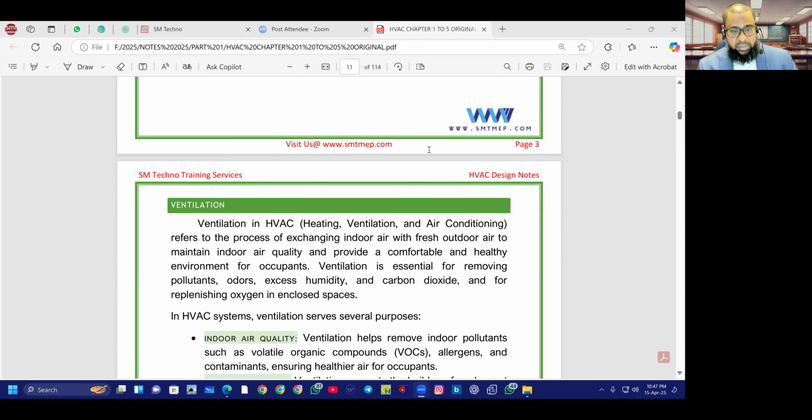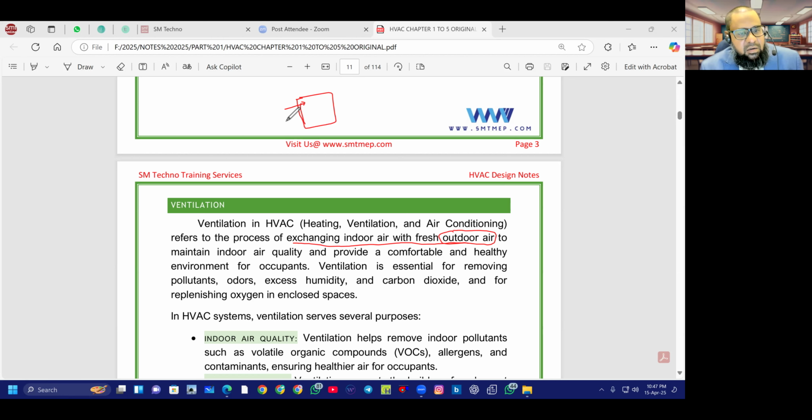Okay. So you see, ventilation in HVAC refers to the process of exchanging indoor air with fresh air. Or in short, I can say providing fresh air is ventilation. But for what? Or from where, first of all? Providing fresh air from where? From outside air. But for example, consider a space, a room, and I'm providing the outside air in this room. So what do you think?